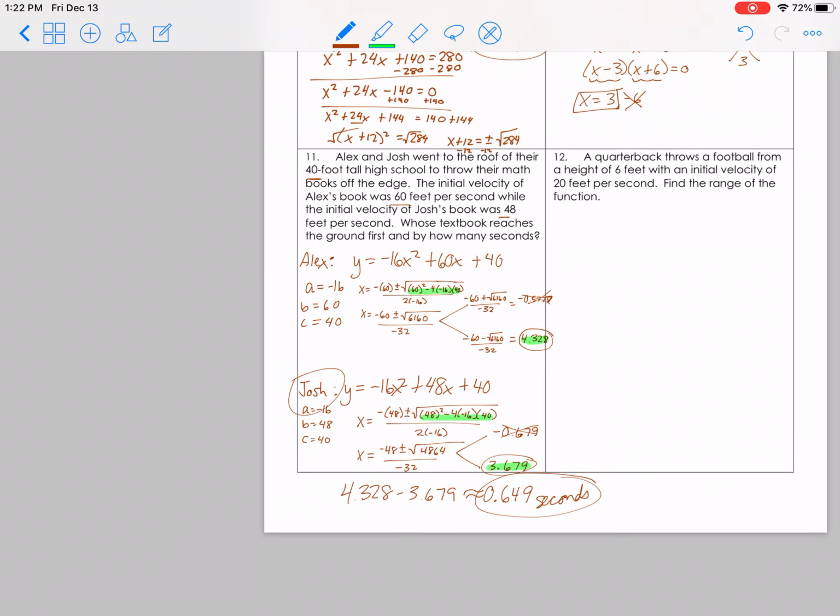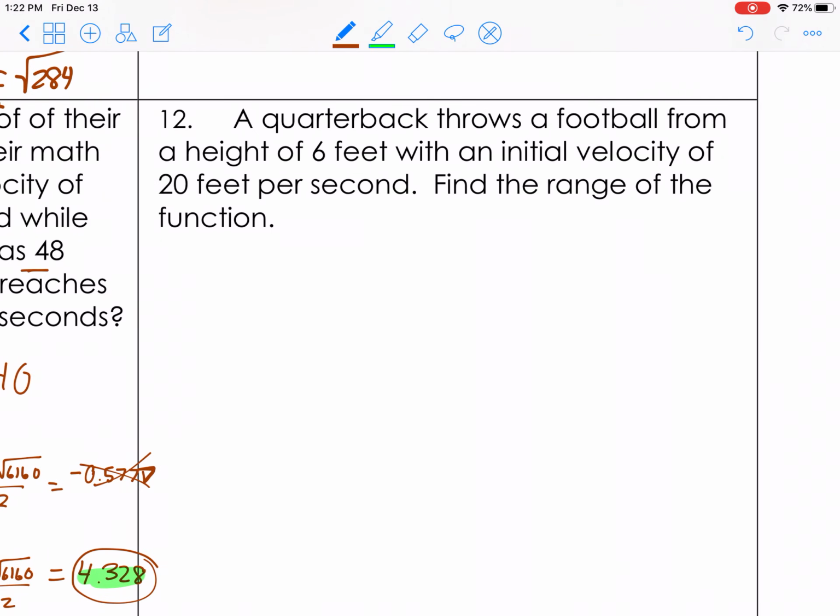All right, last one. Is the bell going to ring before I finish this? Oh, I might be able to get it done.